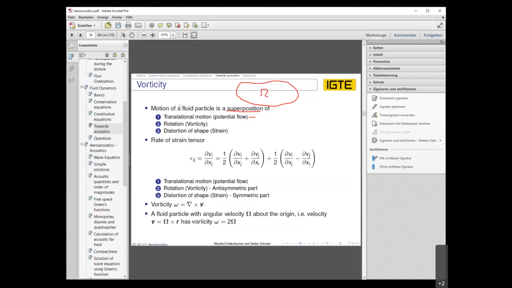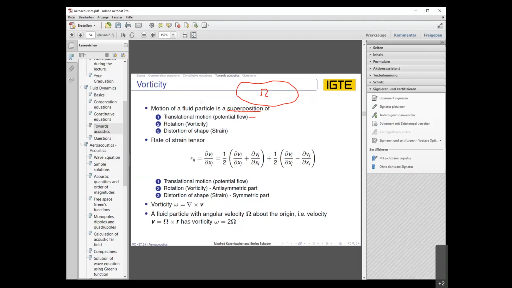Okay, so we have 3 types of motions. One, just the rigid body translation, then the rotation. The other one is that the shape is kind of squeezed. It's like a strain or a compression, as we have it in acoustics. But we will see some illustration of these 3 modes afterwards.